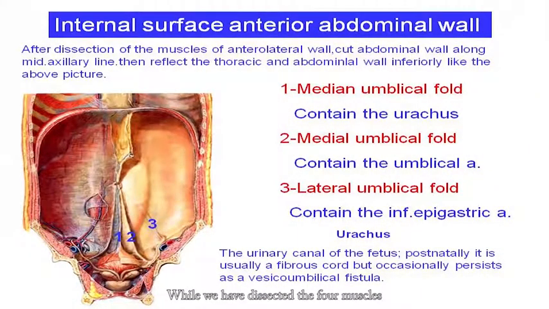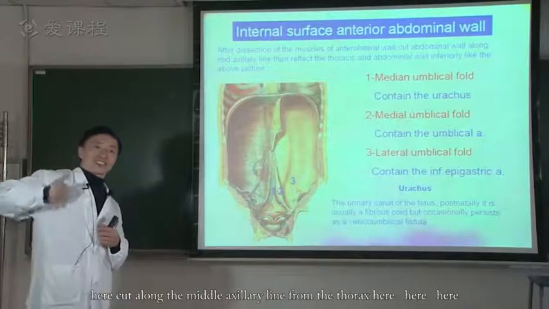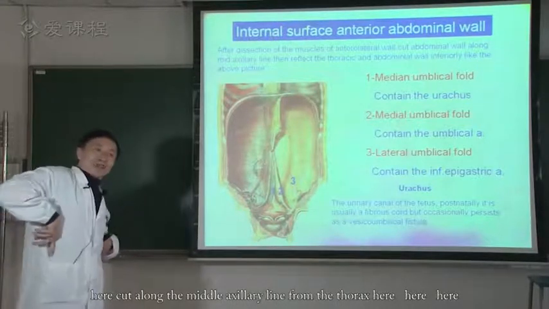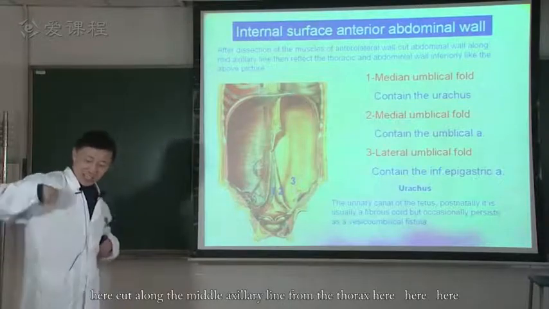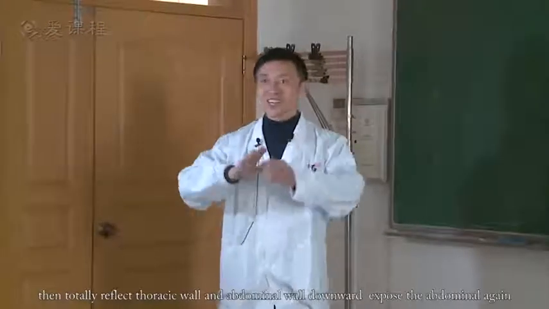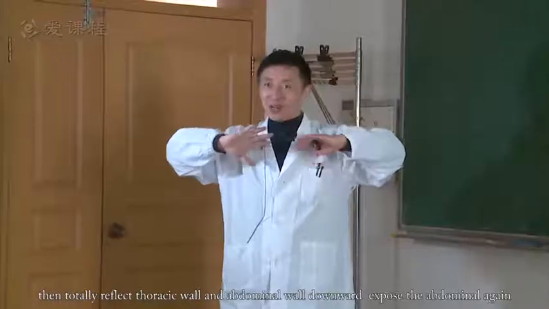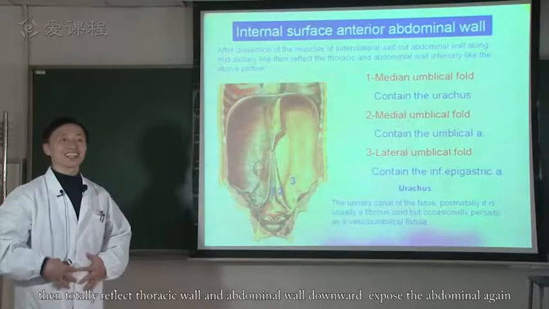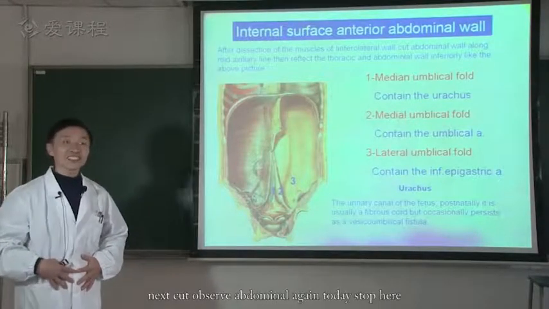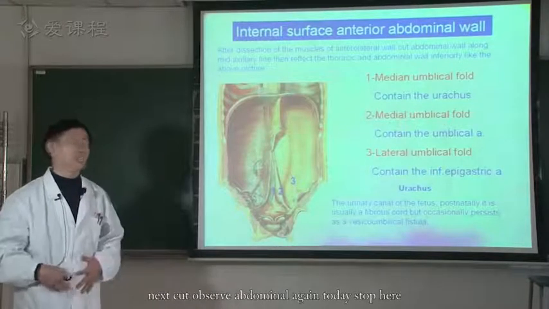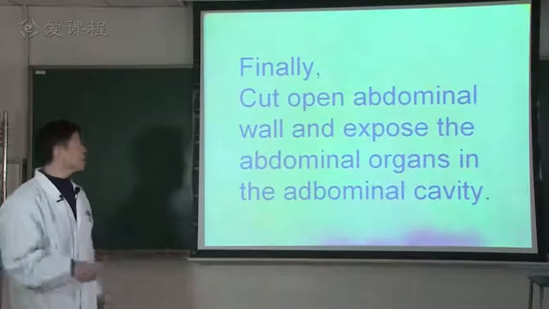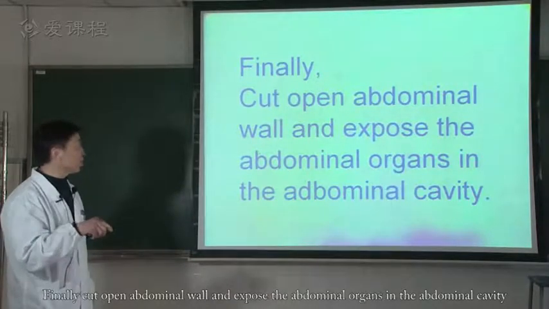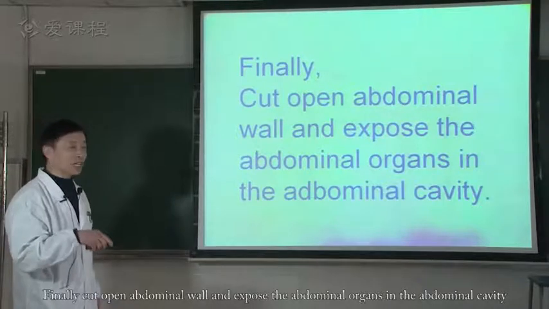After you dissect these four muscles, cut along the middle axillary line, from the thorax here, on both sides. Then totally reflect the thorax wall and abdominal wall downward, exposing the abdominal viscera. Next class, we will observe the abdominal viscera. Today, stop here. Finally, cut open the abdominal wall and expose the abdominal viscera in the abdominal cavity.